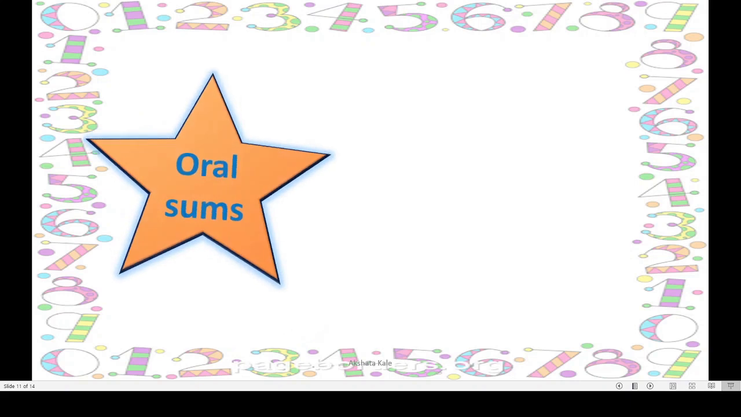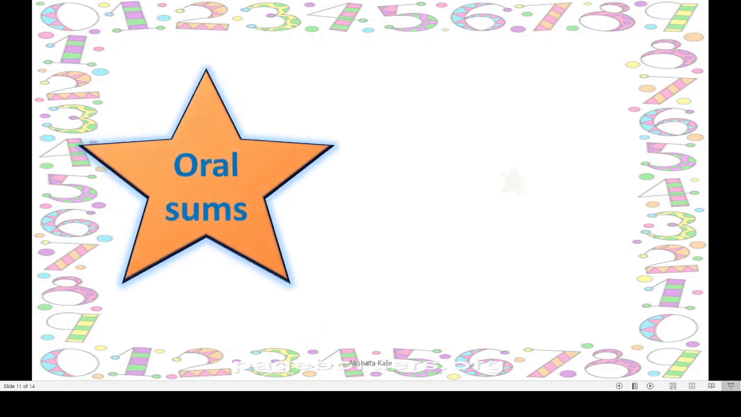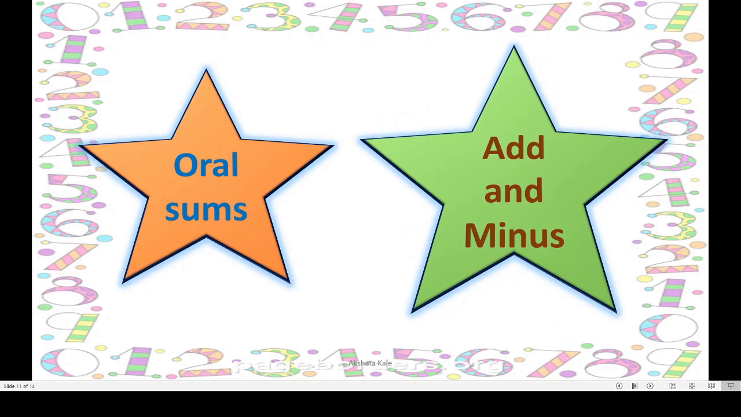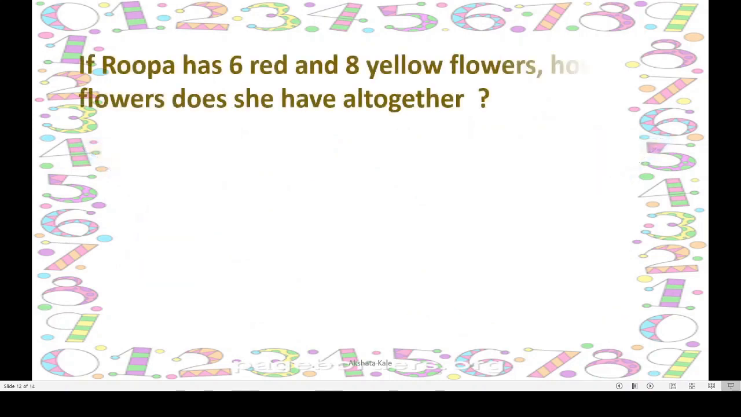We will move to the next one. Oral sums. Yes, dear children, we are going to solve some oral sums. They have both addition and subtraction, or minus. Okay? See here, a simple method I want to tell you. First read the sum.